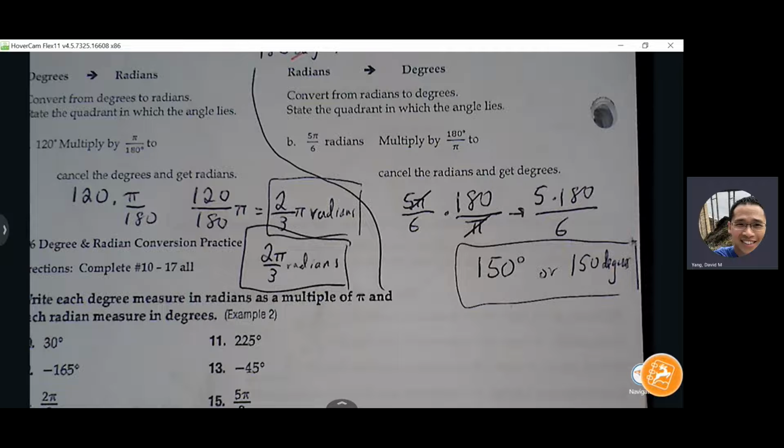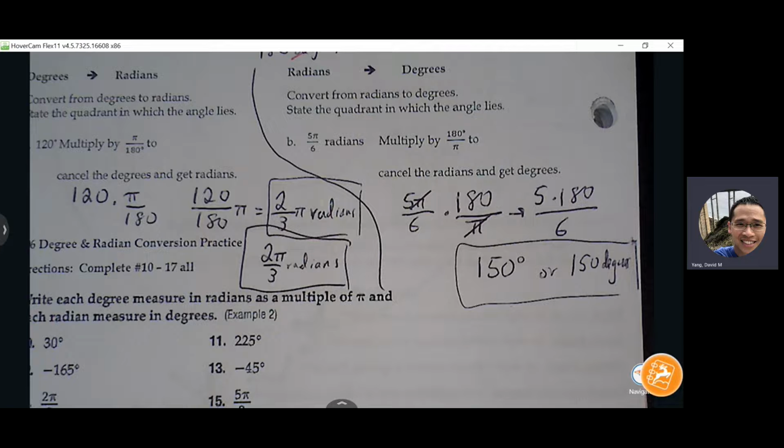Okay, any questions? If the degree is above 180, the conversion will still work. You're just going to get a larger number, but it'll still work.